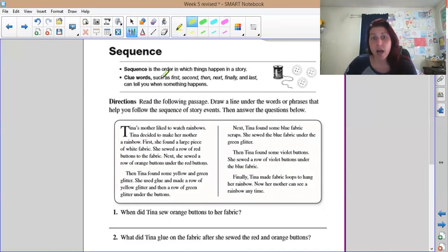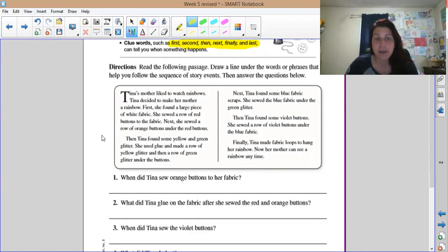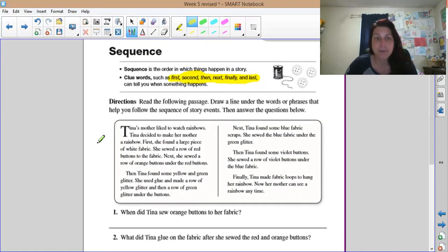Usually when we are in small groups, I have you go up here and highlight those words, right? I would say, go highlight those words because when we see them in the story, we're gonna highlight them. So you can do that if you have the passage in front of you as you go through there. If you see a first, next, then, finally, or last, you can go and circle it, underline it, highlight it, whatever you would like. All right, let's read this passage together and then we will answer some questions.